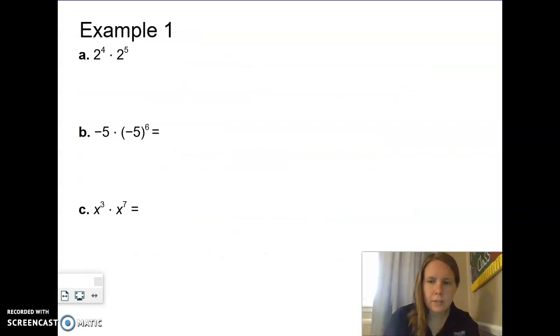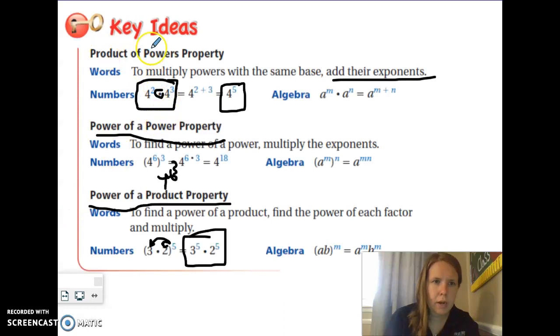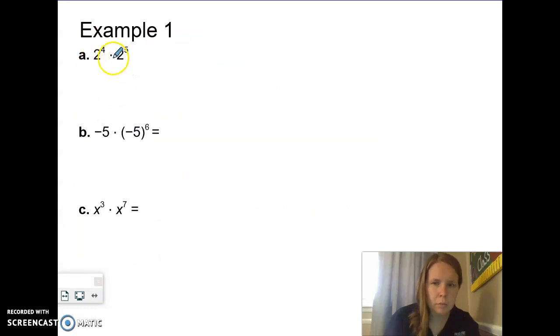All right, so let's go to the first example. This first example is a lot like the one we were just talking about. So this is my product of powers property. I've got the same base, which is 2. My 2 to the 4th is being multiplied by 2 to the 5th.